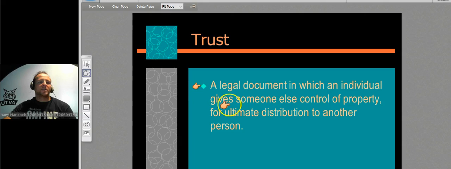And then a trust is a legal document by which an individual gives someone else control of their property for ultimate distribution to another person. For example, I put my home in a trust, I put some of my businesses in a trust, all those kinds of things, and it helps protect you that way, and then it's distributed to those that you want to give your things to.